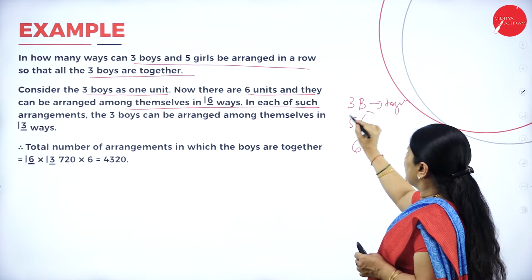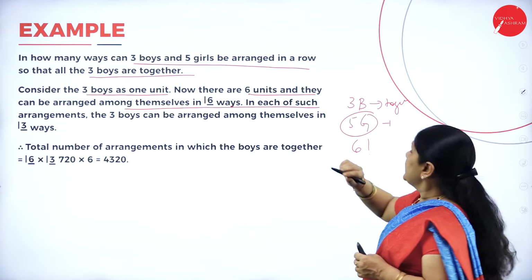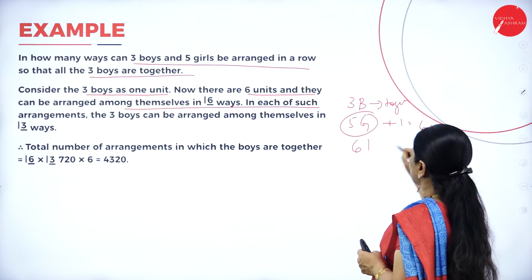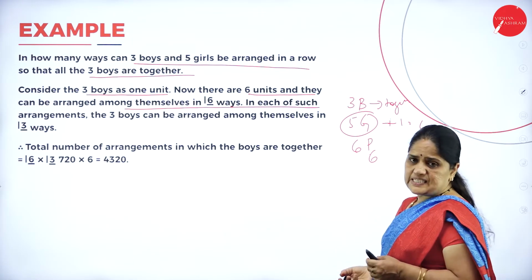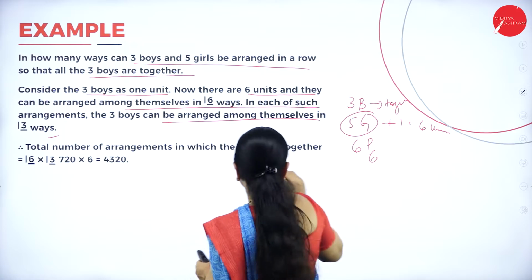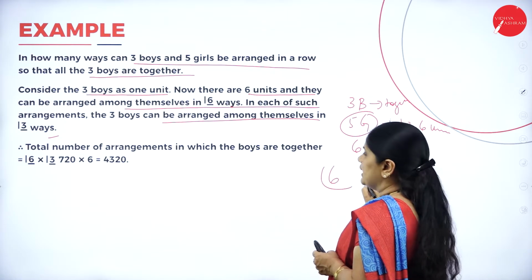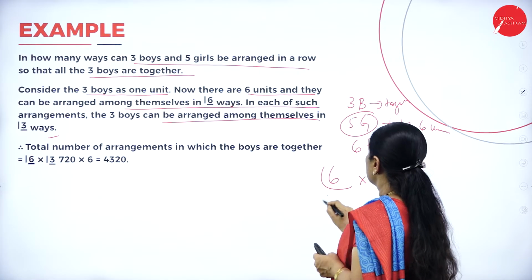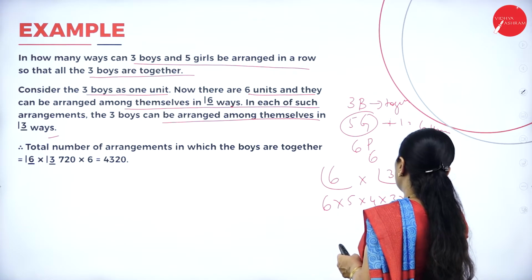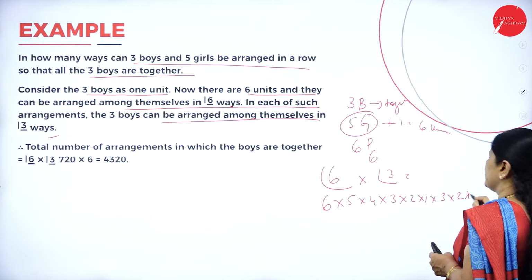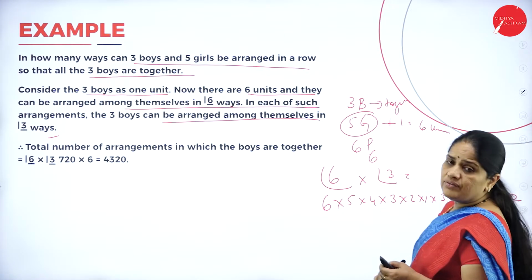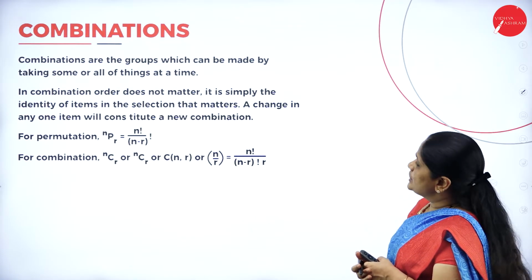Now, I have 5 girls plus 3 boys, which I take as 1, so plus 1. So that will be 6 units. So I can arrange them in 6P6 ways. The 3 boys can be arranged in 3 factorial ways. So it will be 6 factorial into 3 factorial. So this will be equal to 6 into 5 into 4 into 3 into 2 into 1 into 3 into 2 into 1. So that will be 4320 ways of arranging.